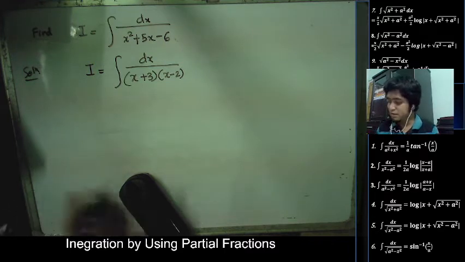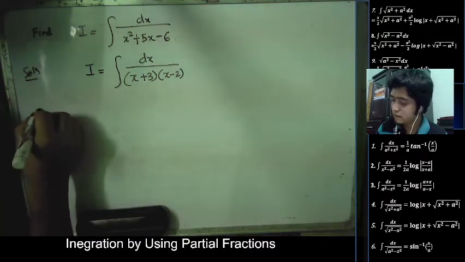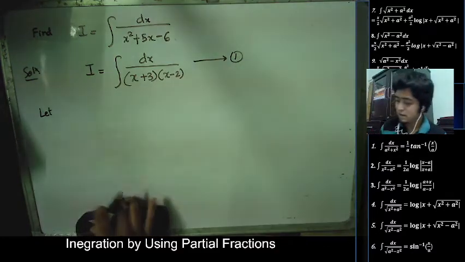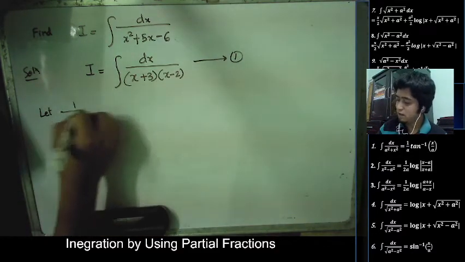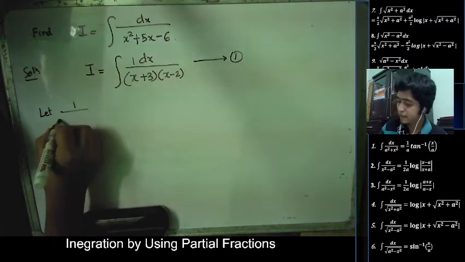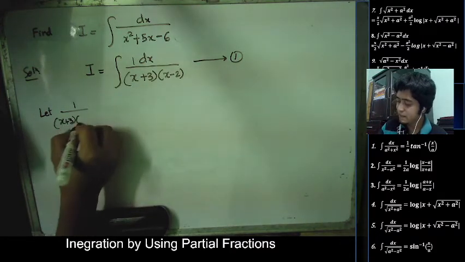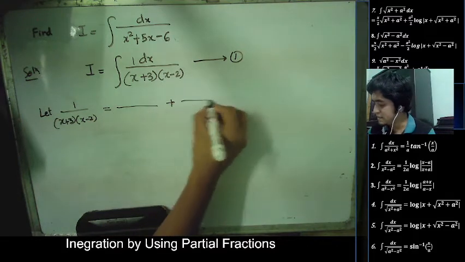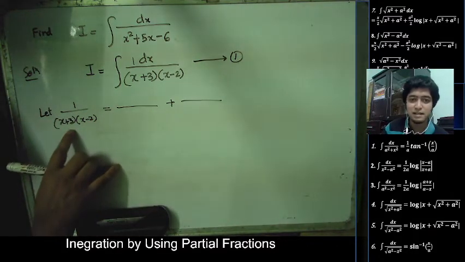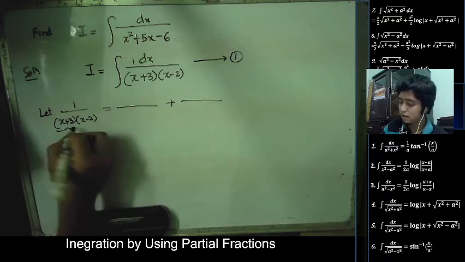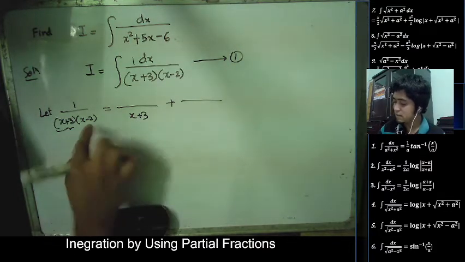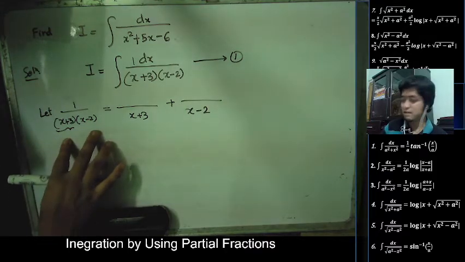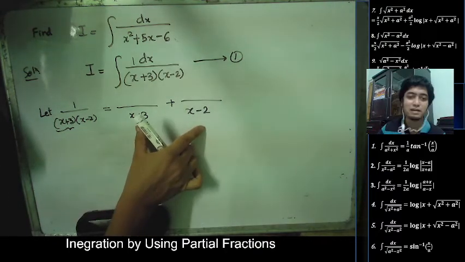Okay, so now what we will do, I will write this one as equation 1. Let 1 over (x plus 3)(x minus 2) be equal to, now we will use partial fractions here. So over here this one is a linear factor, power 1, x plus 3, and this one is also another linear factor, x minus 2. So I have factorized it, then I've written the factors separately.